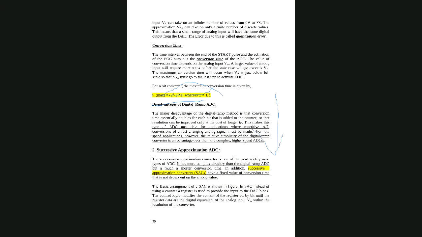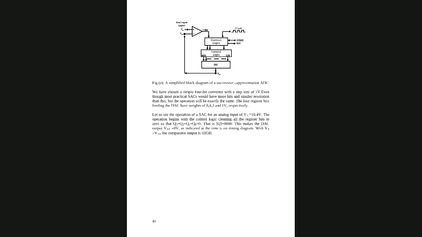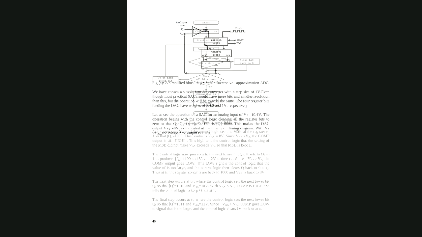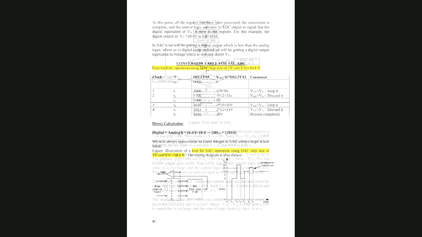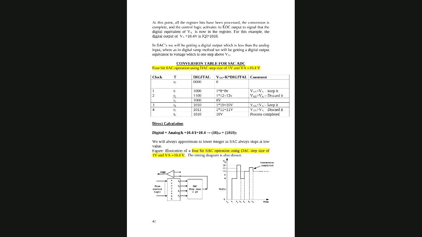Then we saw another method, which is the successive approximation method. I told you guys this is not part of the exam, no need to study it. We discussed in detail how it works with the flowchart diagram. We know it starts from the MSB on the left hand and goes up to the LSB. It changes each position and calculates the value, and if it is less it keeps it, and if it is more it discards it.